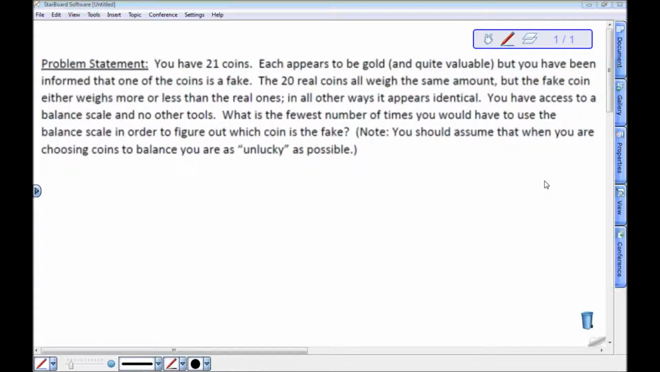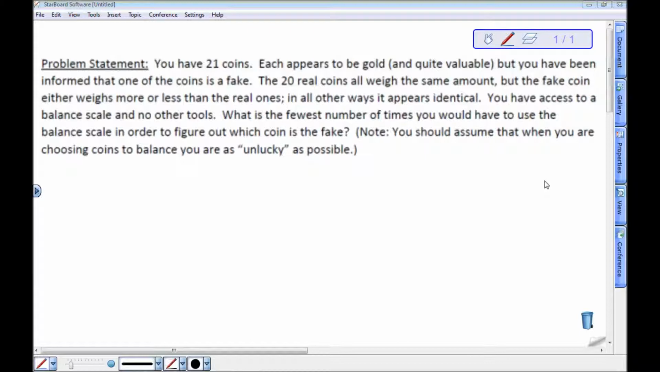So I just want to talk through an initial reading and a couple ideas for this coin problem to help get you started. So here's the problem statement. You have 21 coins. Each appears to be gold and quite valuable, but you have been informed that one of the coins is fake. The 20 real coins all weigh the same amount, but the fake coin either weighs more or less than the real ones.